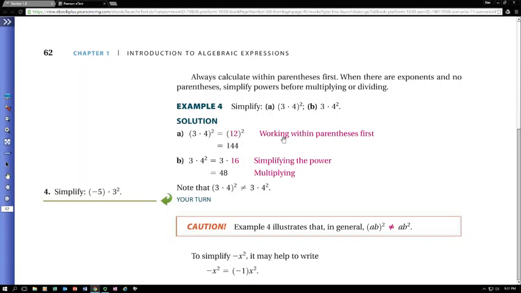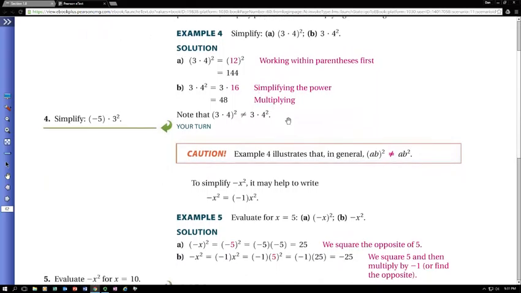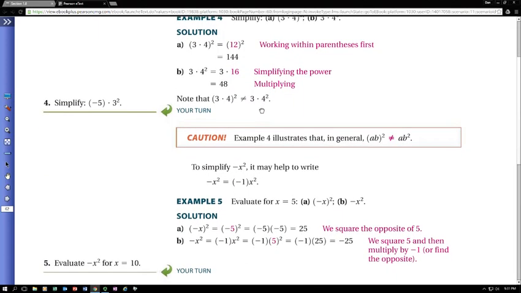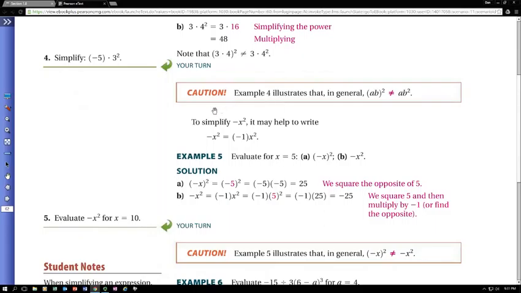Where this one is a completely different result. I have to square the 4 first. Order of operations, I have no grouping symbols, so I do exponents and then multiply. 3 times 16, I get 48. And that's really what that example is showing, is that you cannot assume that these two things are the same. Now this really comes into play when we're talking about negatives.